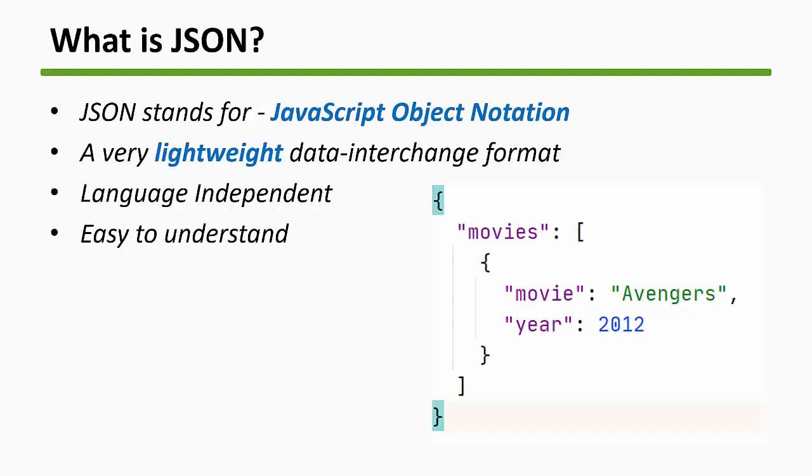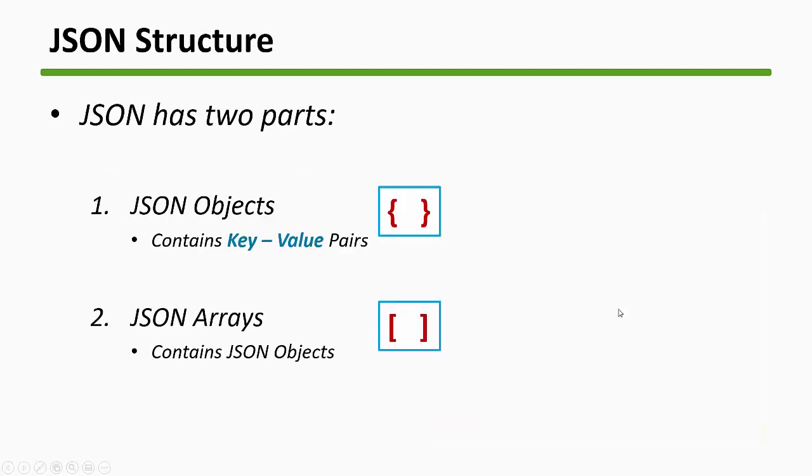So let's first understand what is JSON. JSON stands for JavaScript Object Notation. It's a lightweight data interchange format, easy to understand, and it's language independent. So this is how generally a normal JSON looks like. We have these curly braces with some arrays and objects and key value pairs inside.